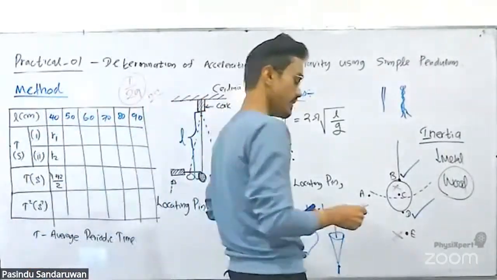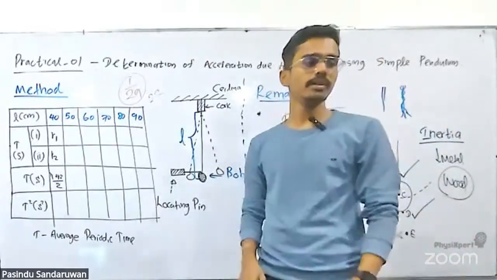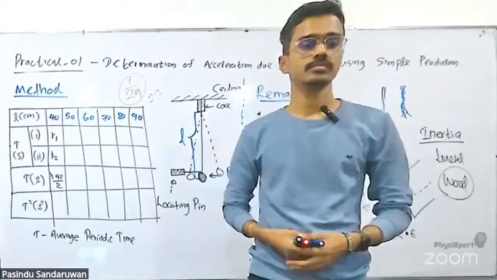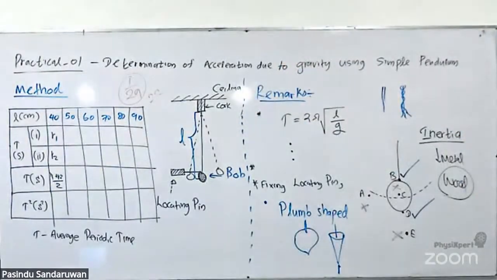Next point. A spherical bob is more suitable.